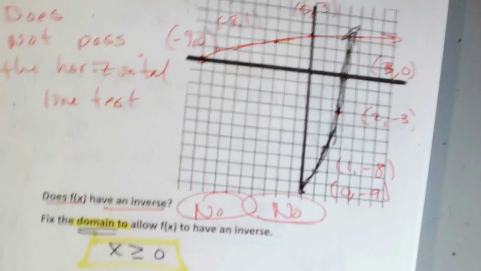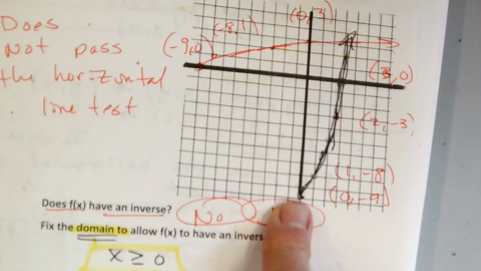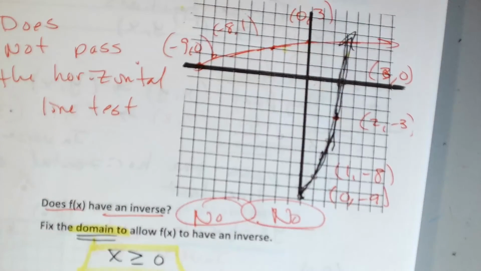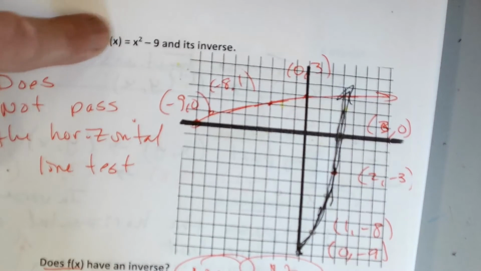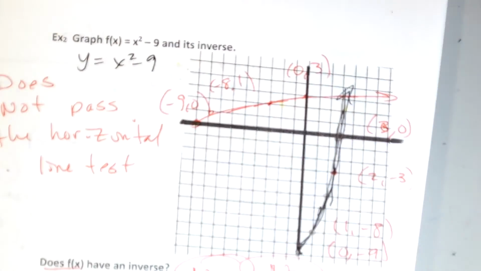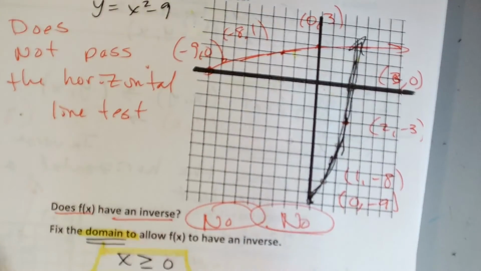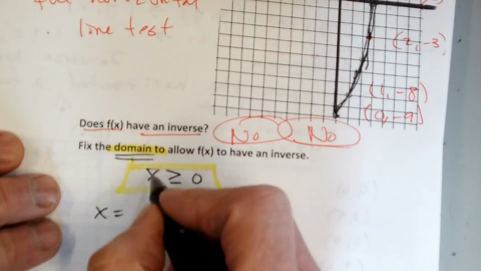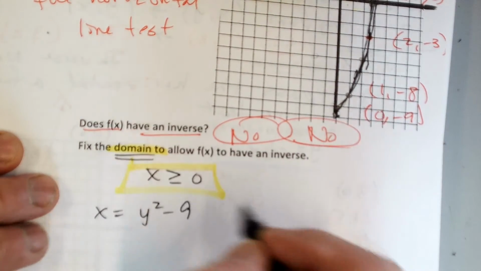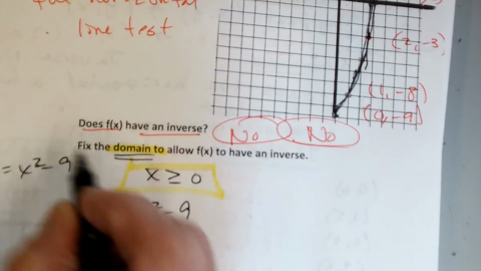What's the equation of that? Well, what I did is I took all the points that I could find and I flipped them, right? Everything has an opposite, right? So what's the equation? Well, I'm going to take f of x, same thing as y equals, right? f of x, y, same thing. And then I'm going to switch the variables and have x equals y squared minus 9.